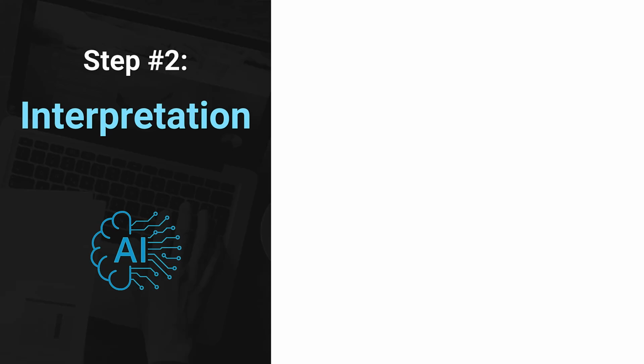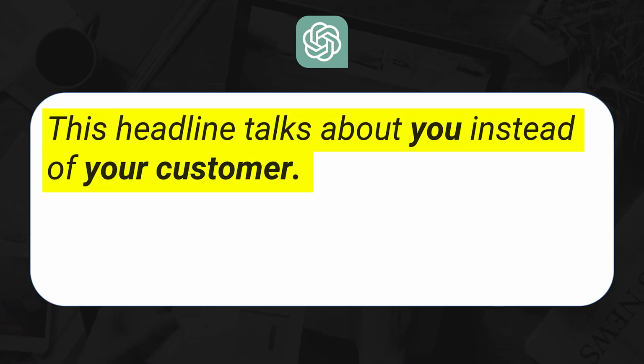Step number two is interpretation. Now that AI has diagnosed a list of potential problems on your website, the next thing is to ask why those things matter. For example, AI might point out that your headline talks about you instead of your customer.